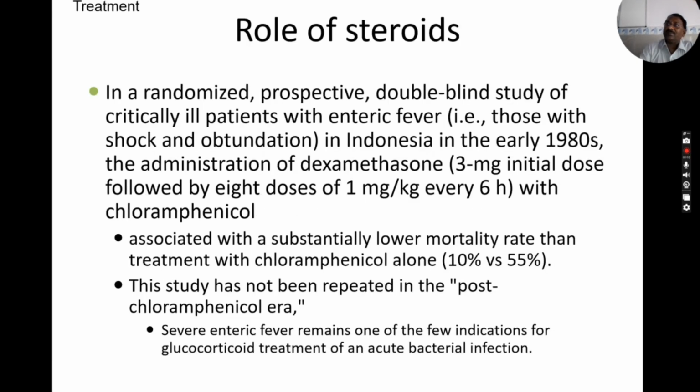What about the steroids? Usually you say no, but in typhoid encephalopathy, you can use the steroids. See, in a prospective double-blind study of critically ill patients with enteric fever, those with shock and obtundation, in Indonesia in the early 80s, administration of dexamethasone with chloramphenicol resulted in a substantially lower mortality rate than the treatment with the chloramphenicol alone. The study has not been repeated in the post-chloramphenicol era. Severe enteric fever remains one of the few indications for the glucocorticoid treatment of an acute bacterial infection.